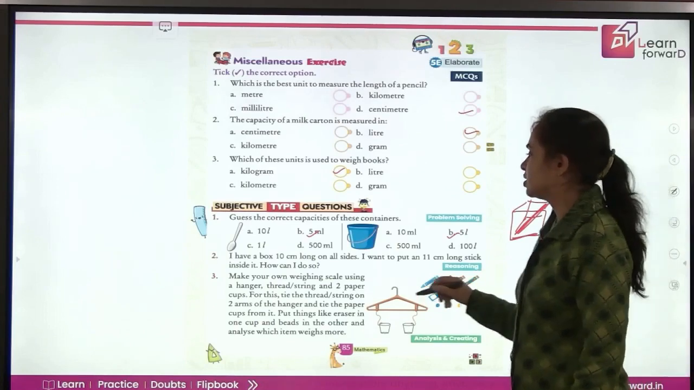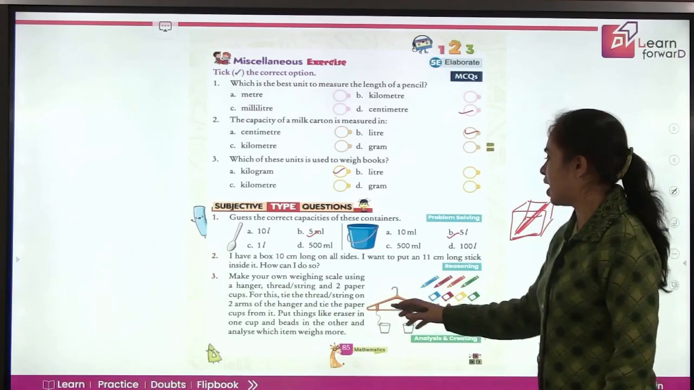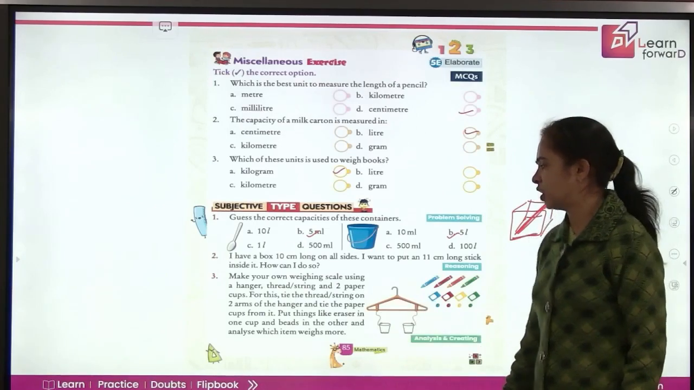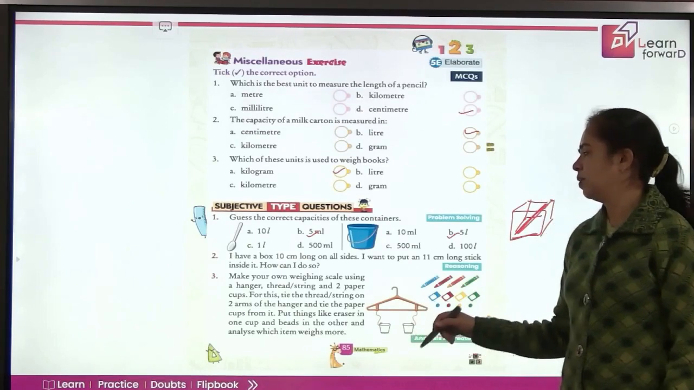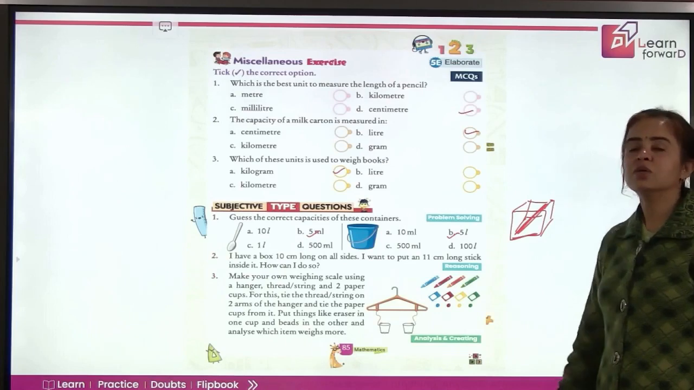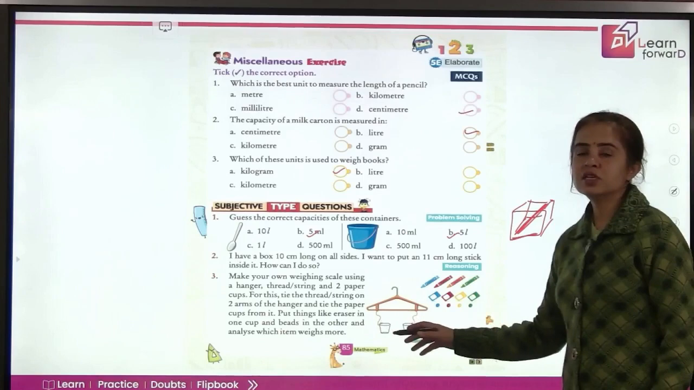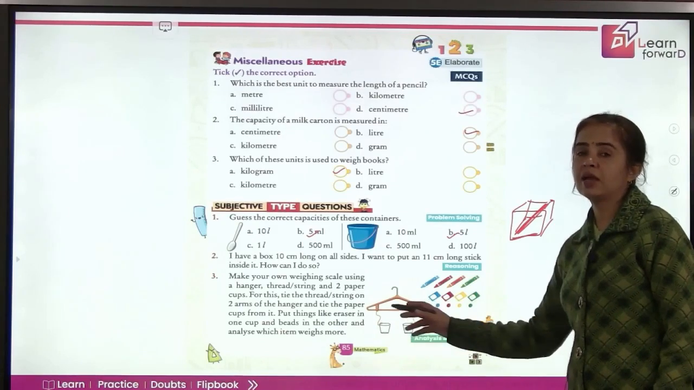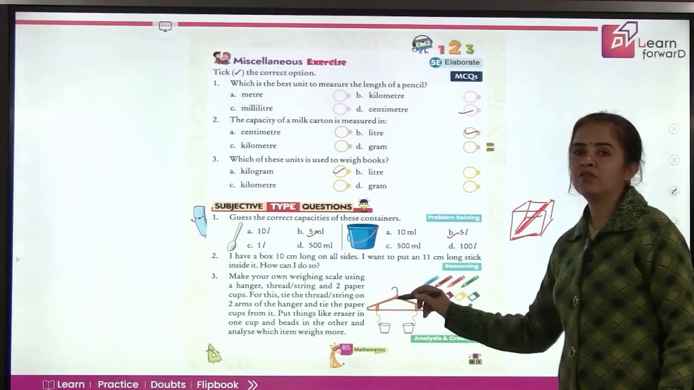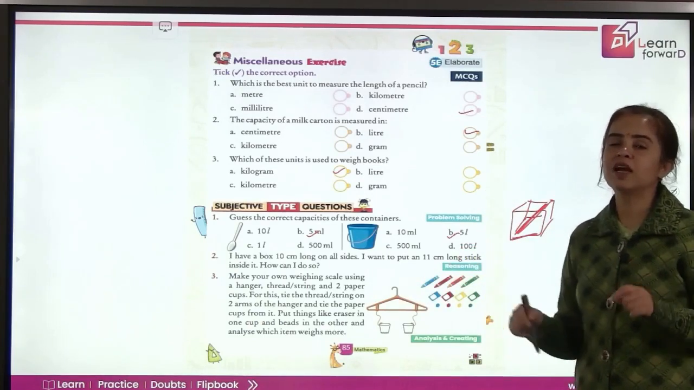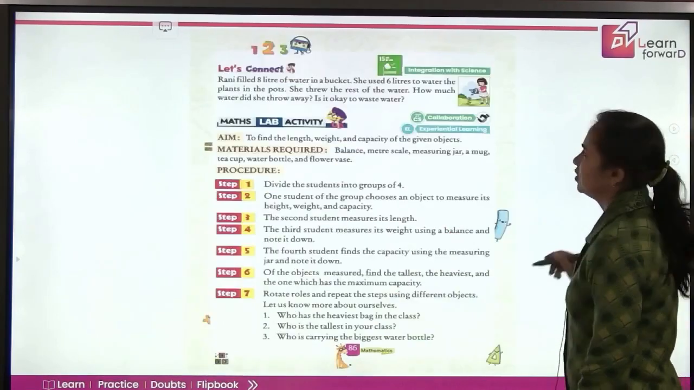Okay. Next, make your own weighing scale using a hanger, thread, string and 2 paper cups. For this, tie thread string on 2 arms of the hanger and tie paper cups from it. Put things like eraser in 1 cup and beads in the other and analyze which item weighs more. So you can have fun doing this activity. You can just tie paper cups to both sides of your hanger using the string like this and then try with the different things. You will have to hold your hanger from here and try with different things put in cup at a time. Which one is heavier, which one is lighter, and have lots of fun doing this activity.